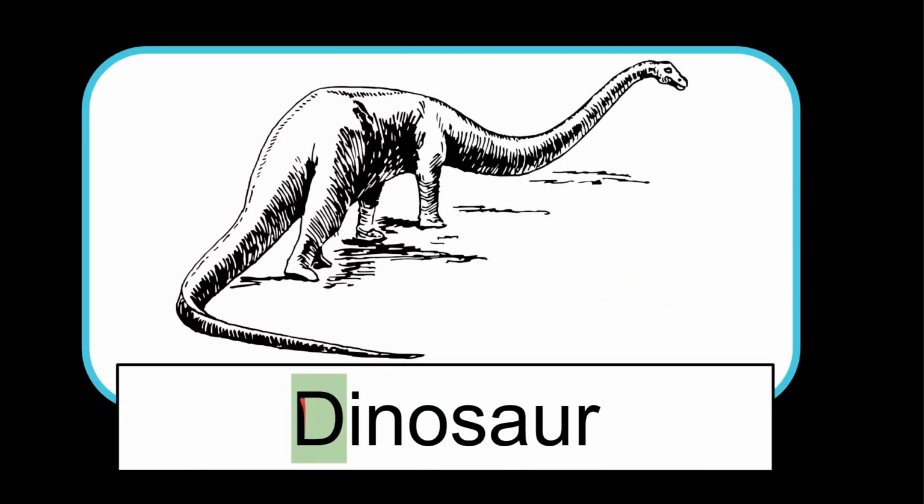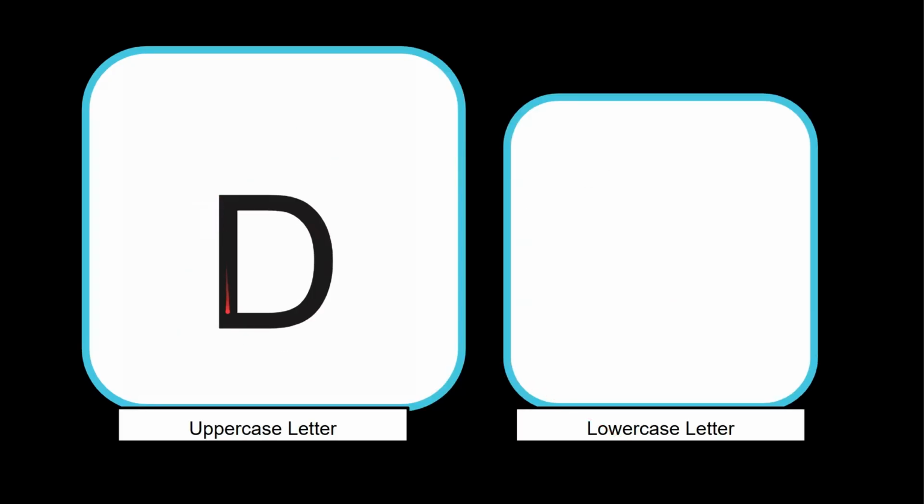Next, we have the letter D, just like in dinosaur. We have the uppercase D, and I tell my students all the time, it's okay to put a little c and then a line to make that lowercase d.